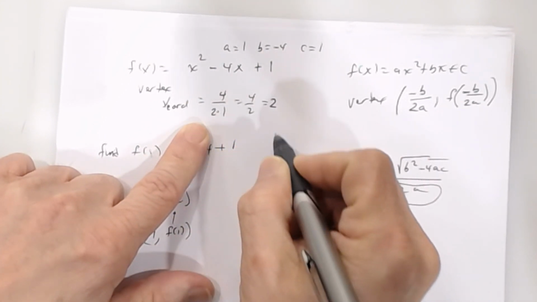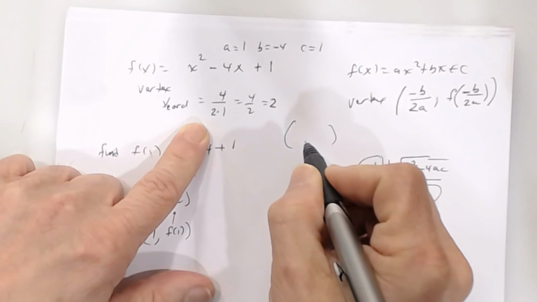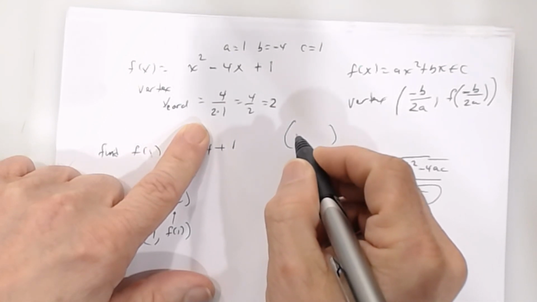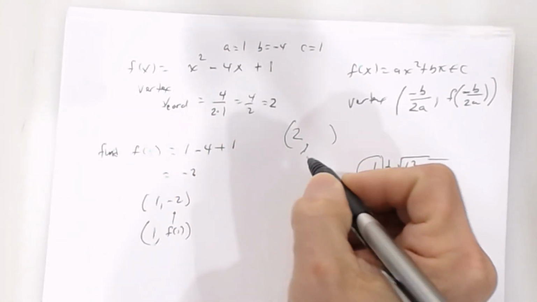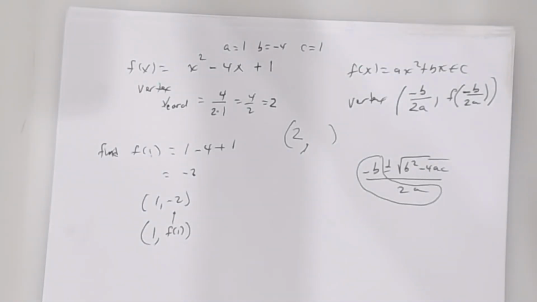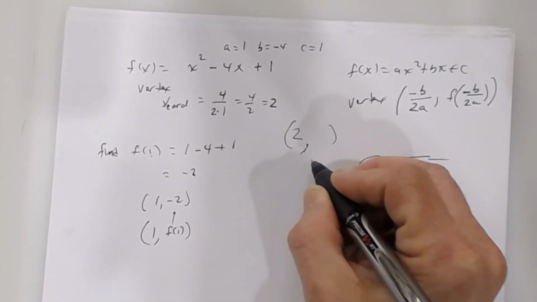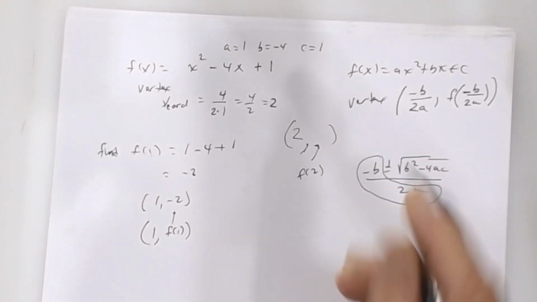2. So I found the x-coordinate of my vertex. What's the x-coordinate of my vertex? 2. All I have to do now is find the y-coordinate. Well, how do I find the y-coordinate? I have to find f of what now? 2. So the y-coordinate is going to be f of 2.